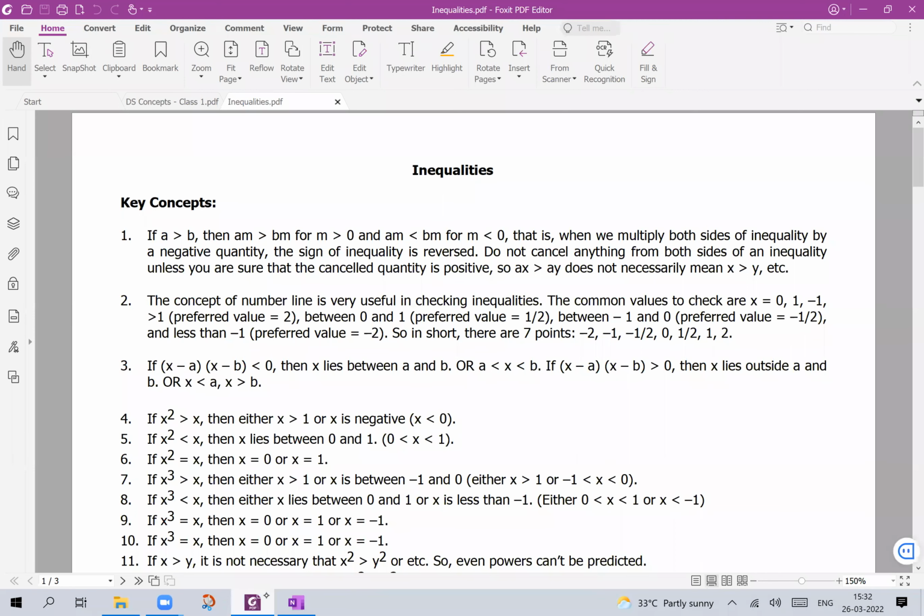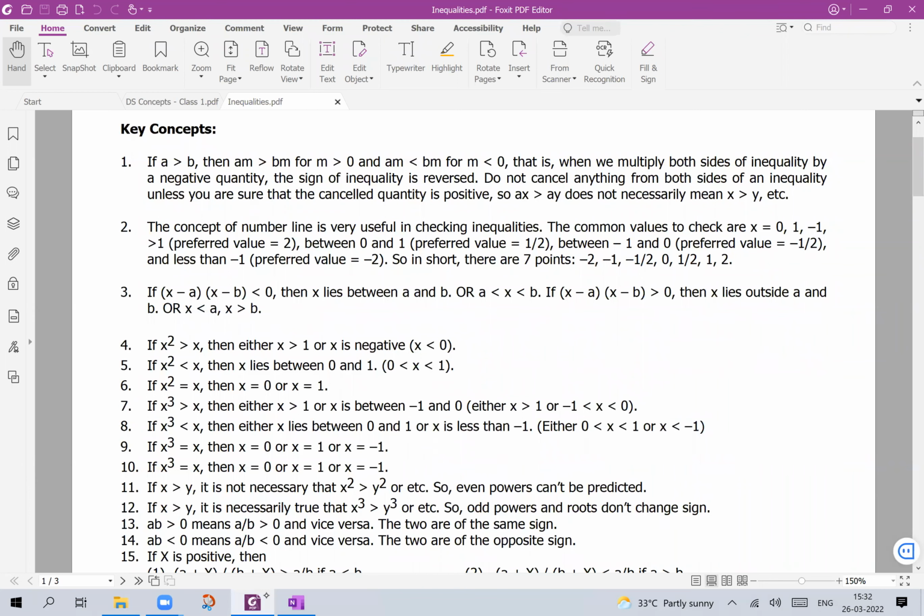Now guys, look into point number 1. What we discussed right now is the same point. Question number 1. Point number 1. Any doubt in point number 1, please? It says if A is greater than B, AM greater than BM, we aren't sure until we know the sign of M. Point number 2 says one thing. Point number 2 is what?